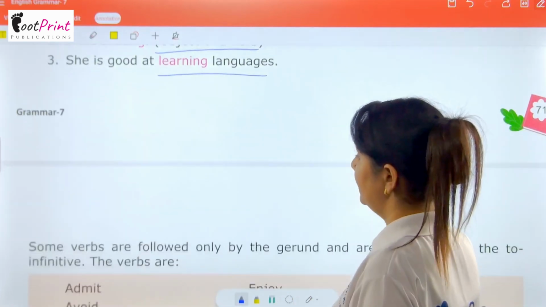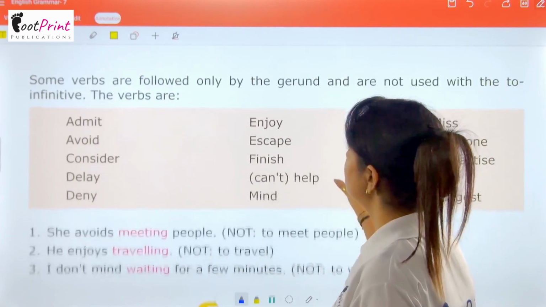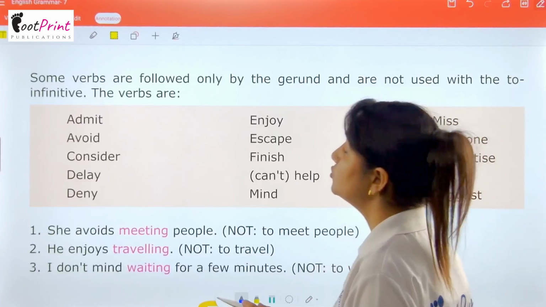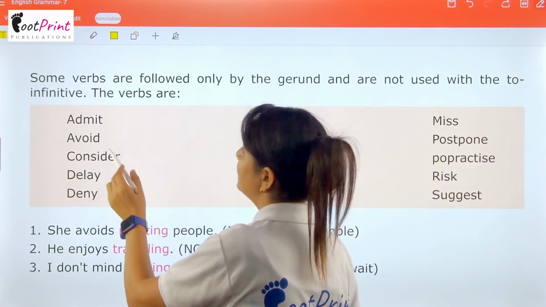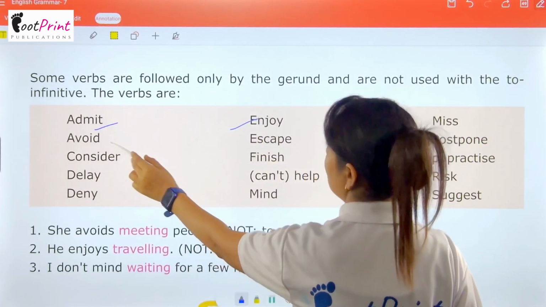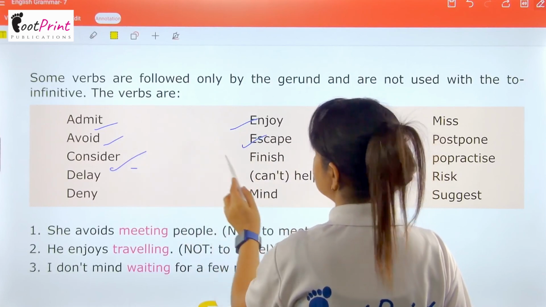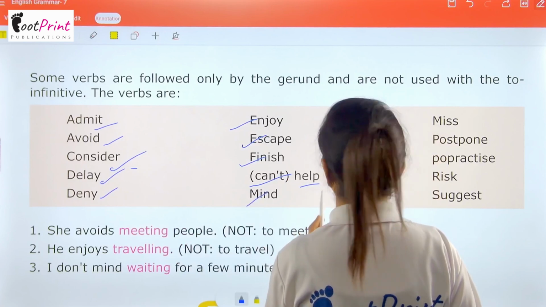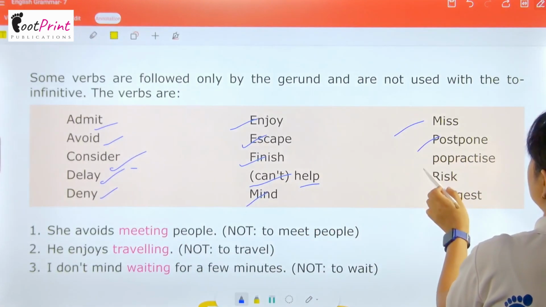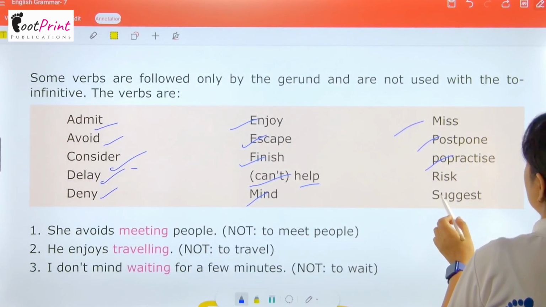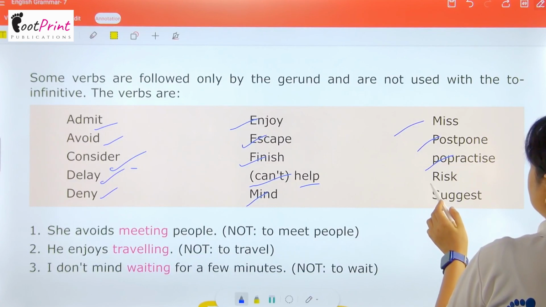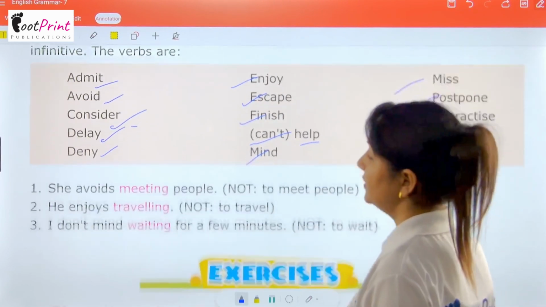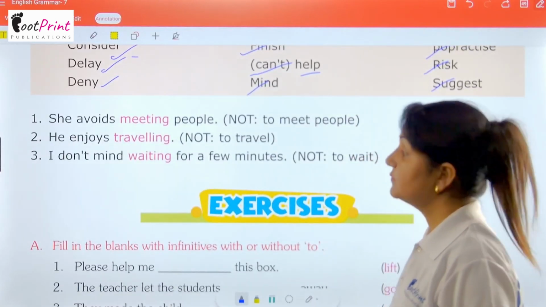Okay. Now, some verbs are followed only by the gerund and are not used with the "to" infinitive. The verbs are admit, enjoy, avoid, escape, consider, finish, delay, can't help, deny, mind, miss, postpone, practice, risk, suggest. Okay.